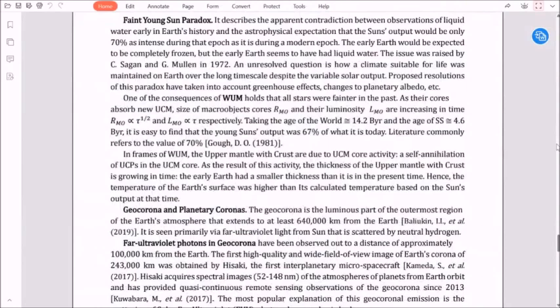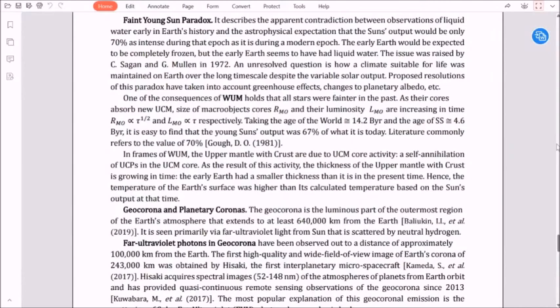Faint Young Sun Paradox. It describes the apparent contradiction between observations of liquid water early in Earth's history and the astrophysical expectation that the sun's output would be only 70% as intense during that epoch as it is during the modern epoch. The early Earth would be expected to be completely frozen, but the early Earth seems to have had liquid water. The issue was raised by Sagan and Mullen in 1972. An unresolved question is how a climate suitable for life was maintained on Earth over the long time scale despite the variable solar output. Proposed resolutions of this paradox have taken into account greenhouse effects, changes to planetary albedo, etc.